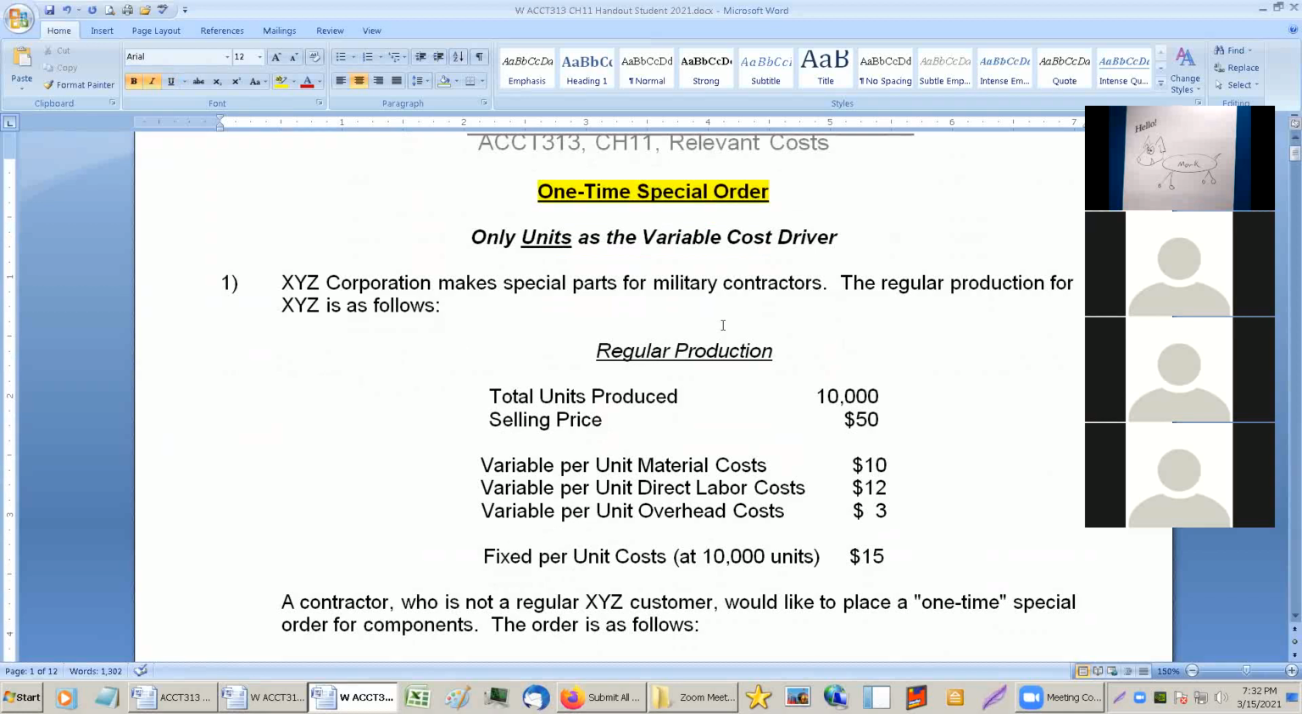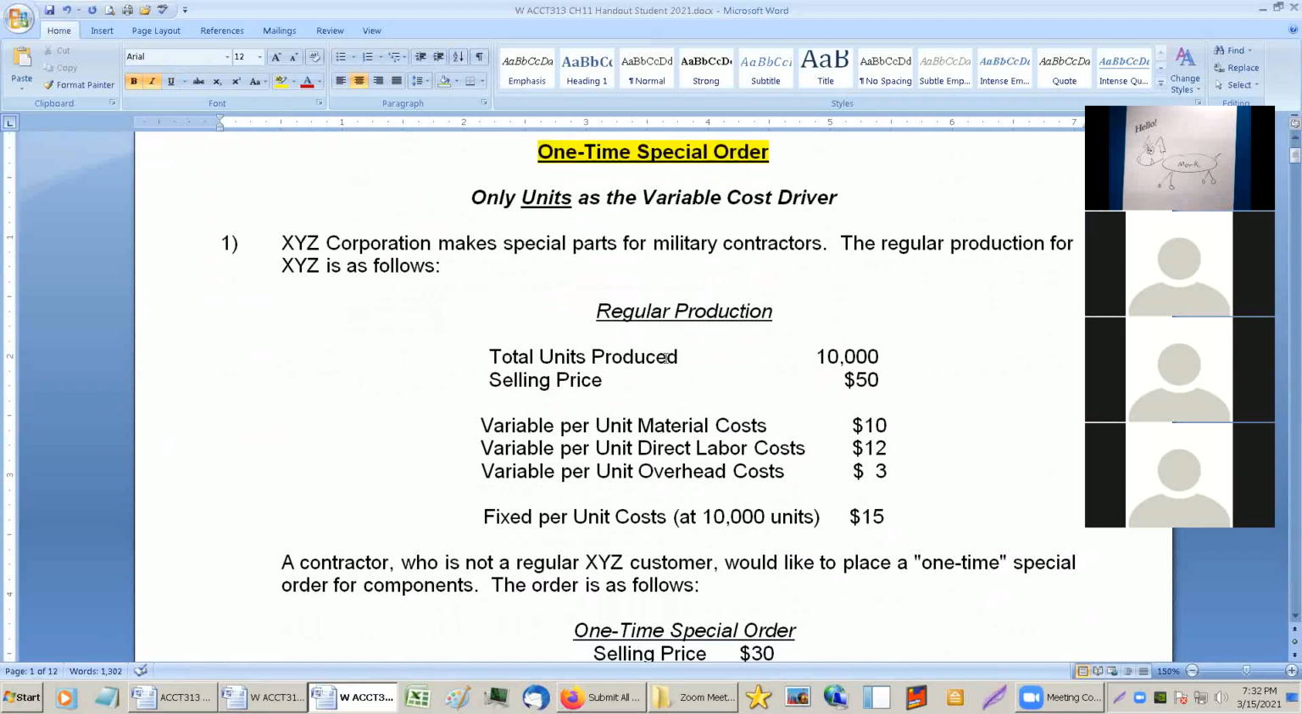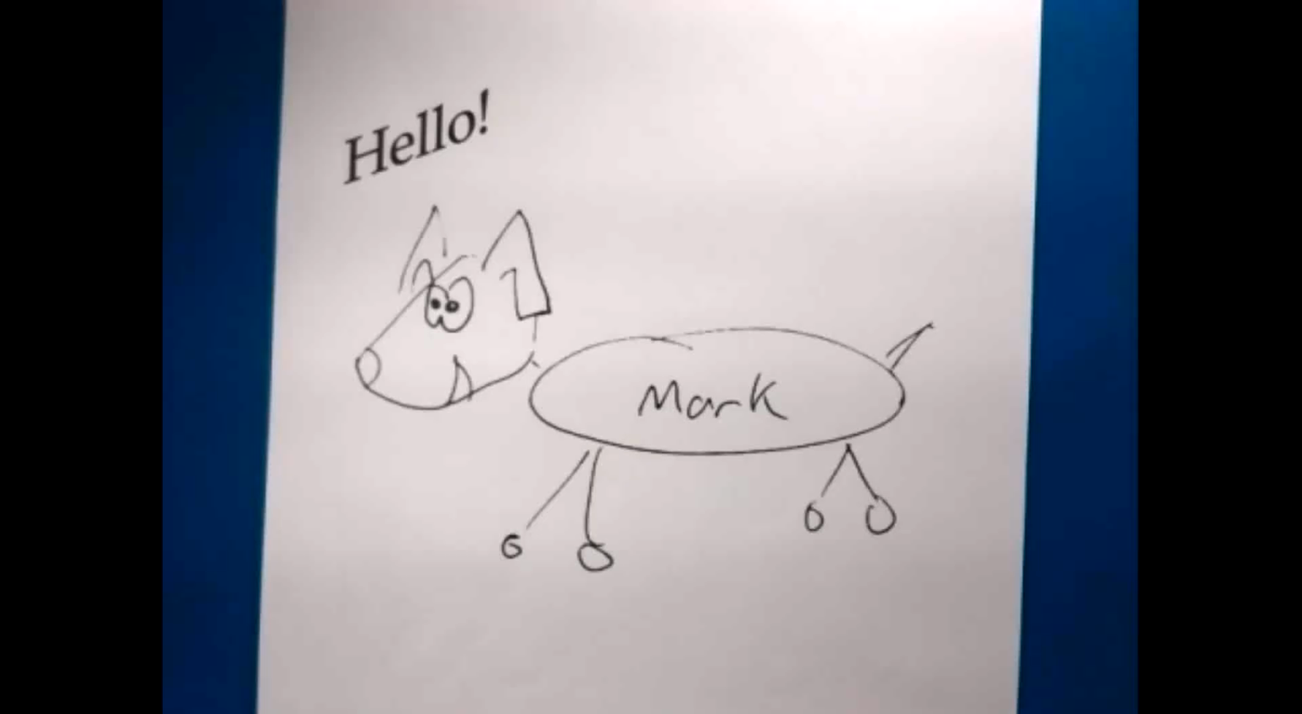A one-time special order is sort of like when someone comes to you and they want to buy a large quantity, usually, and it's usually not a regular customer. It could be, but usually it's not. So you sell T-shirts, maybe personalized T-shirts to different groups. Maybe someone wants 100 or 200. Well, someone comes to you and says we want 10,000 T-shirts.